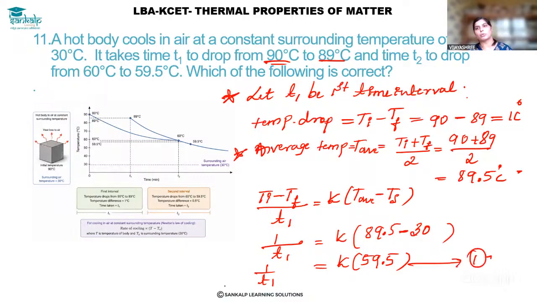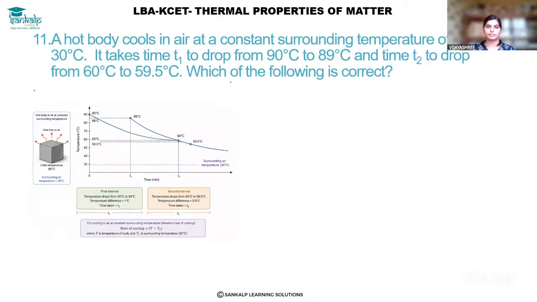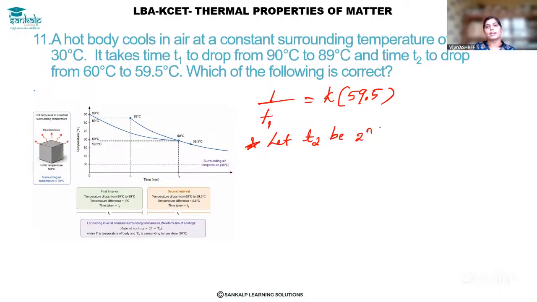Take it as equation number 1. So remember this expression: 1 by T1 is equal to K into 59.5. So for seconds, this is the time interval. Let T2 be the second time interval. Right? So therefore what can we write?